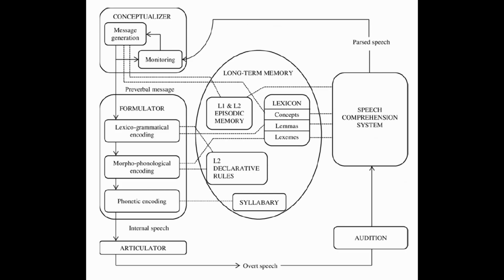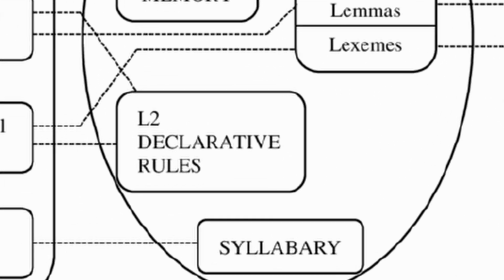However, one of the most important features that makes this model applicable to L2 speakers is the L2 declarative rules. This memory is special as it contains all the knowledge that a speaker has regarding the L2: both grammatical rules, pronunciations, and words as such.